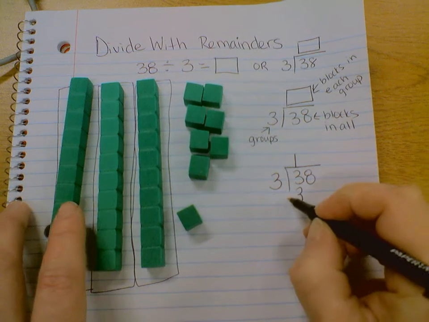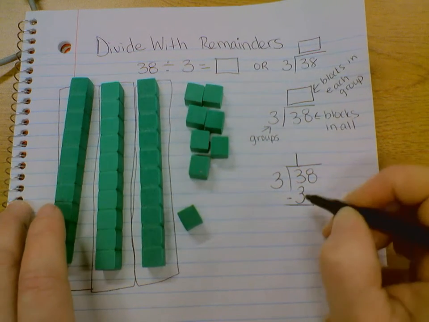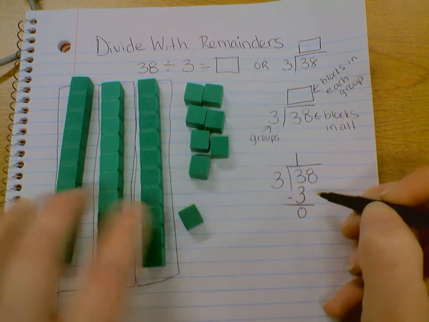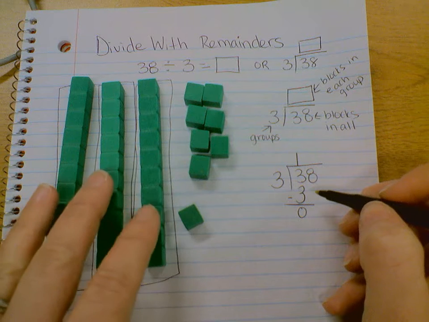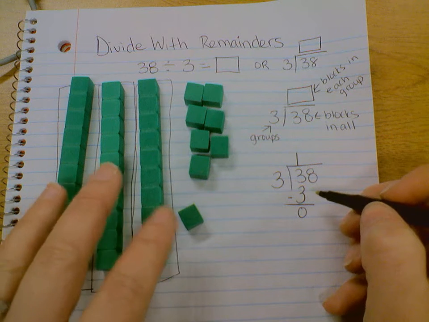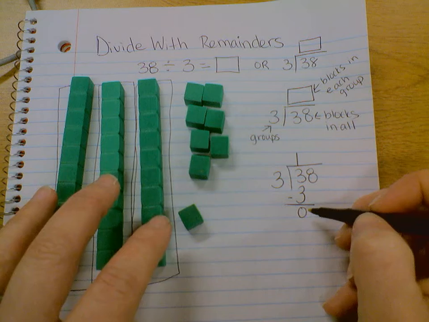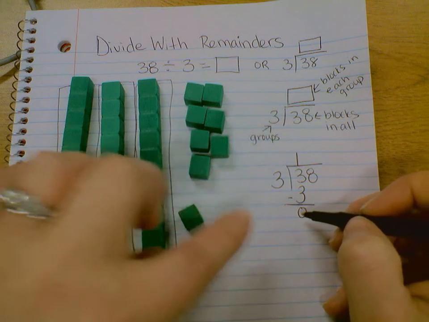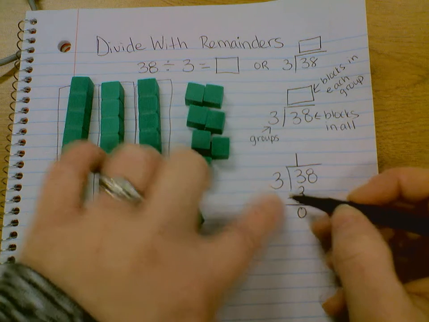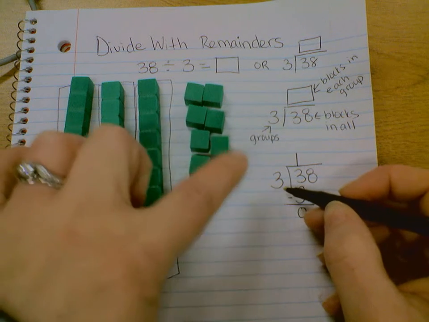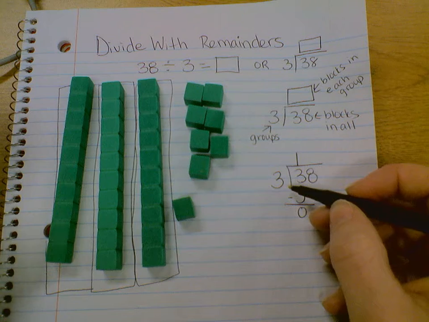I write it right below that 3 that is in the tens place for the 3 10s that I just broke up into the 3 groups. Next is to subtract, and I notice that I have 0 left over. There were no 10s that were left off to the side that I did not get to put into groups equally. Okay, now I compare. I want to see that this number after subtracting is less than my 3 groups, and it is. 0 is less than 3, so check. I'm ready to go on to my 1s.